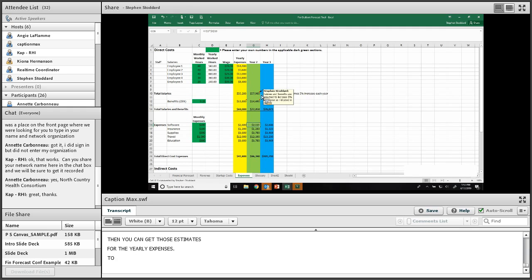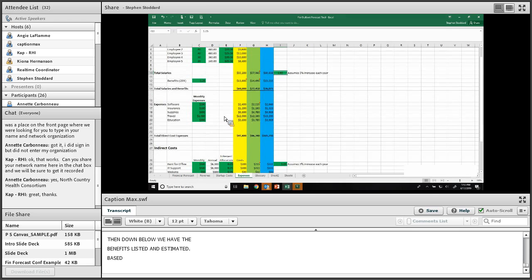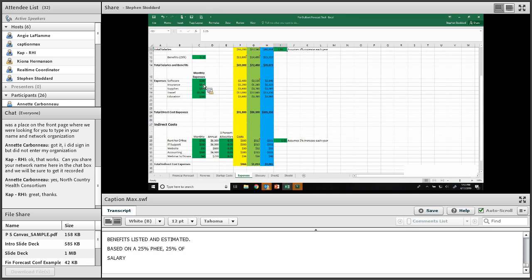And we'll jump back to the spreadsheet portion of that. So we're going to the expenses tab now, and we're looking at the direct costs. On this tool, you can use this formula to figure out your direct costs for your staffing. We've got different employees, how many hours they worked, what those translate to on a yearly basis, what their wages are, and then you can get those estimates for the yearly expenses.